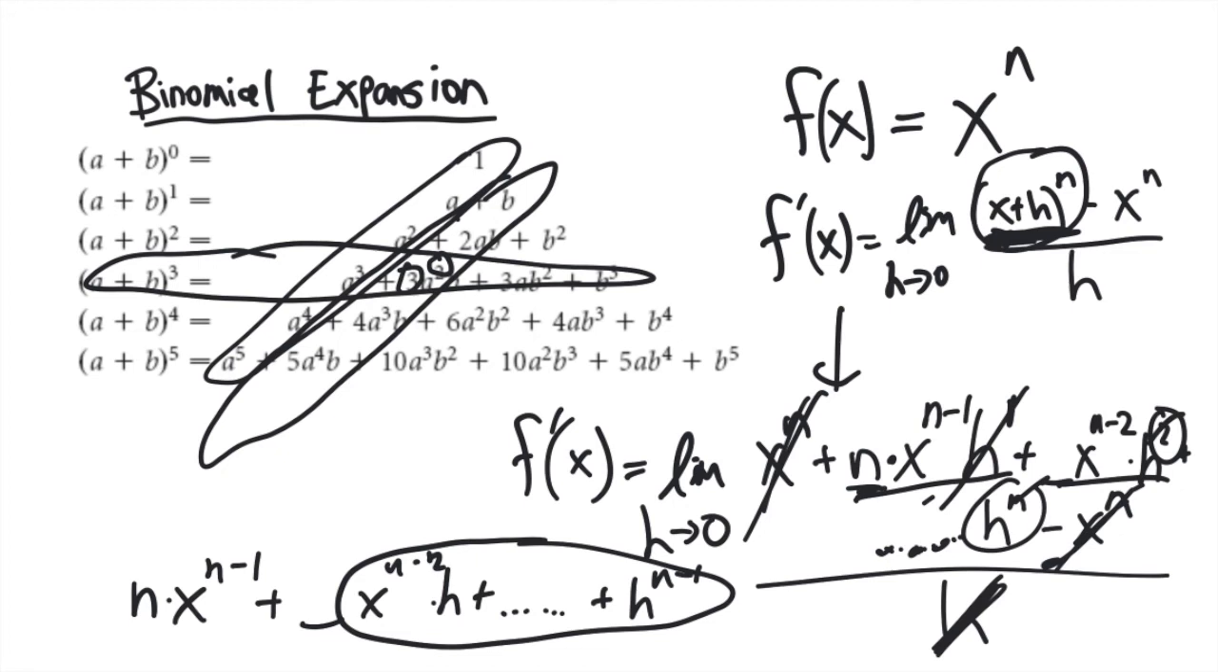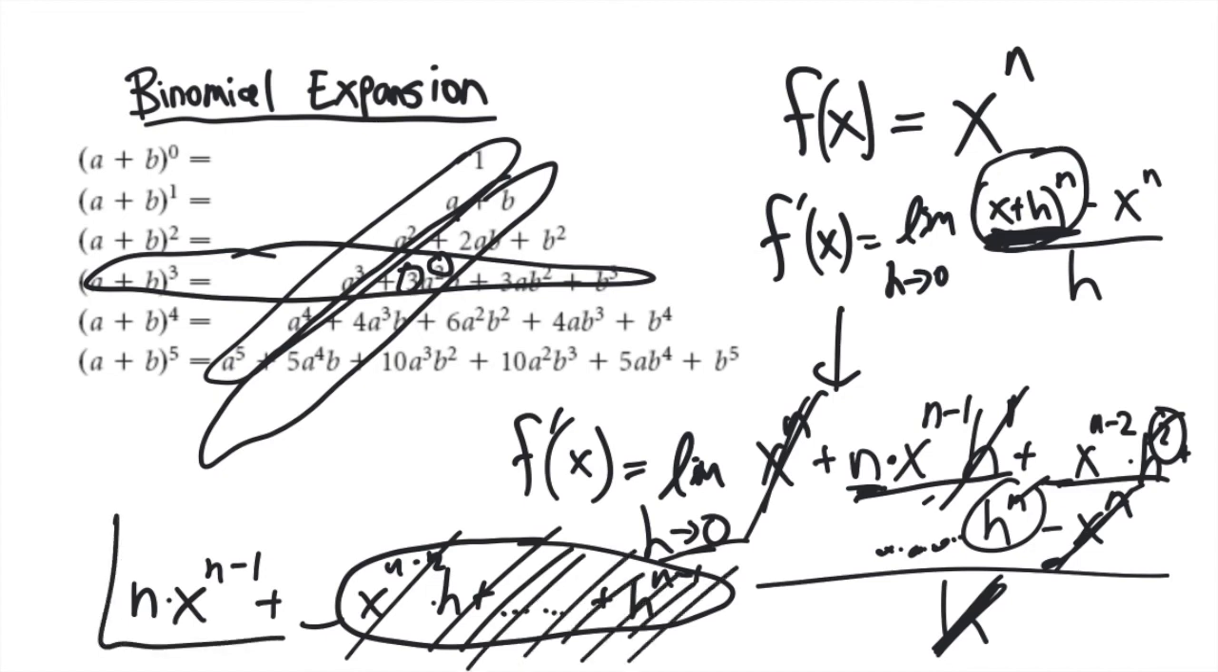And what's going to happen after we cancel that is now we can let h go to 0. So all of these other terms are all going to be 0. They all don't matter. The only one that's left over is this one right here. And so what this is going to give us is just n times x raised to the n minus 1, and that is our derivative. That's what f prime of x is equal to.